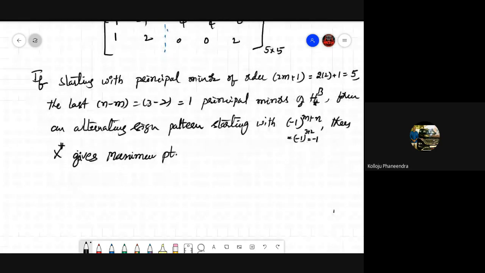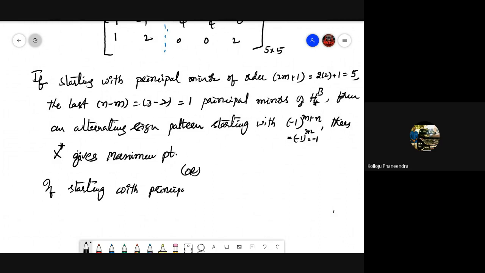Starting with the principal minor of order 2m plus 1, that is fifth order, the last n minus m, that is 3 minus 2, 1.